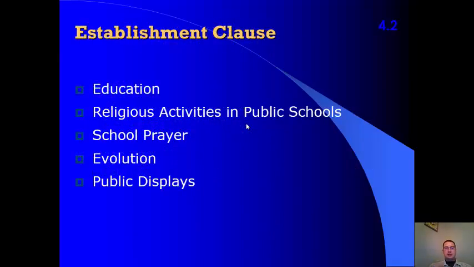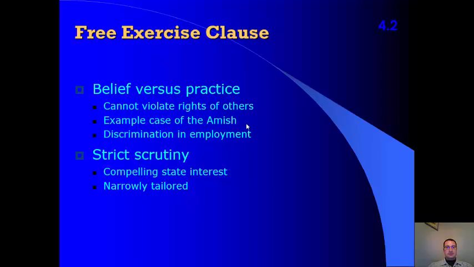And so the different areas of Establishment Clause. The Establishment Clause has been applied to education, no prayer in schools, religious activities in public schools, school prayer, evolution, public displays on city and municipal property. We'll look at a few of those cases. Free Exercise Clause. You cannot violate the rights of others. For example, the Amish are pacifists, and so they had an exemption from being drafted into war because of their religious beliefs. You can't suffer discrimination in employment because of your religion.